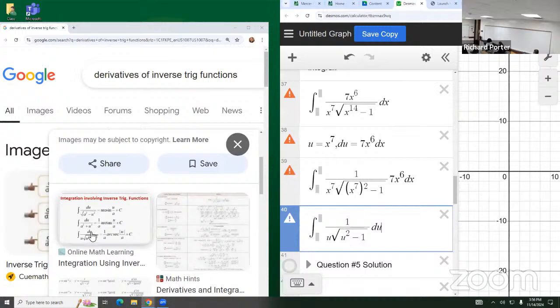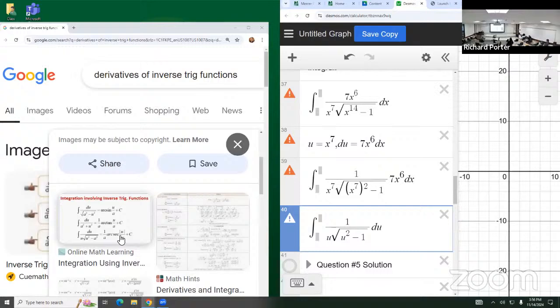And that is exactly, now I can just copy it down here. It's the arc sine of the absolute value of u. So this is just equal to, not arc sine, it's arc secant. So it's secant raised to the -1 of u plus c.